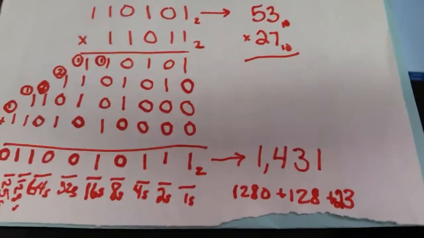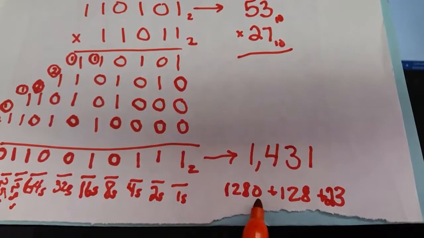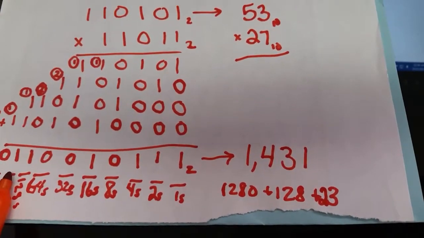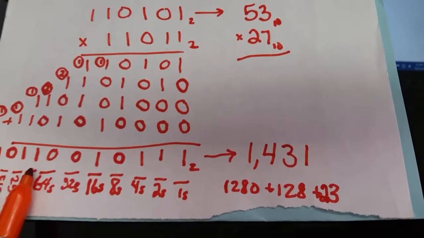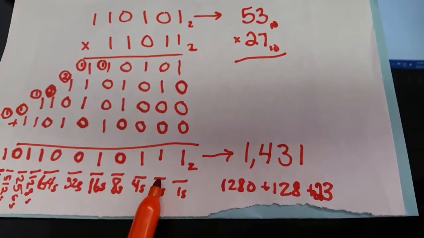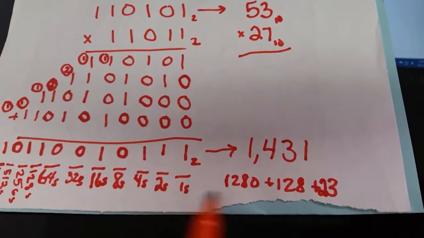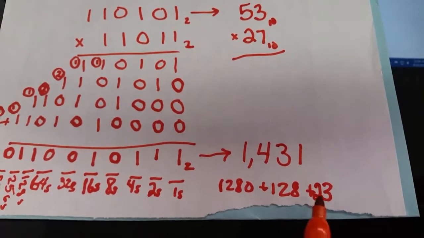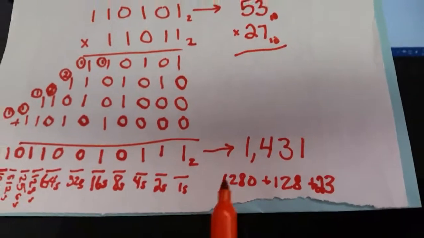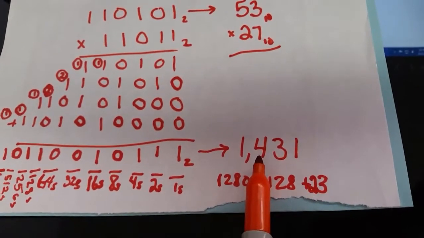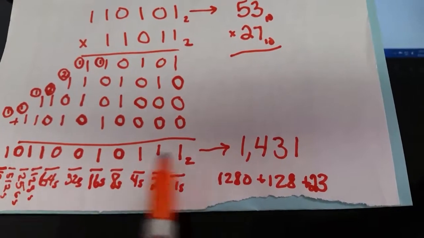So altogether we've got 1,280. That was from this and this. 128 was from here. And then 16 plus 4 plus 2 plus 1 was 23. And I wrote down 3 instead when I began. That's what messed me up. Okay, so we add these three together and we've got 1,431. That's what this long number represents.